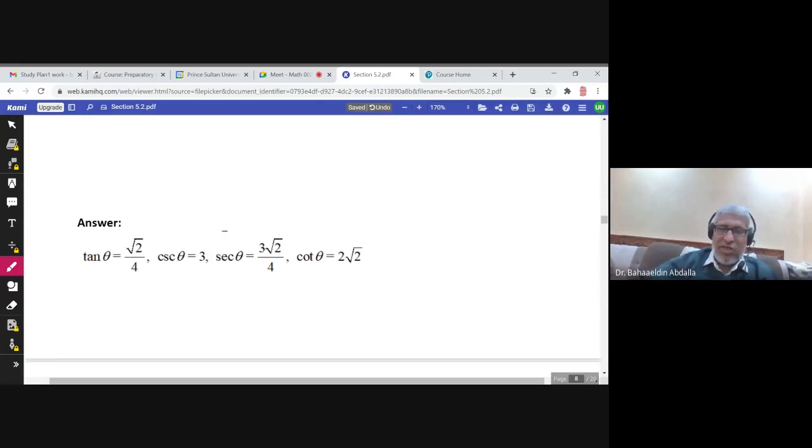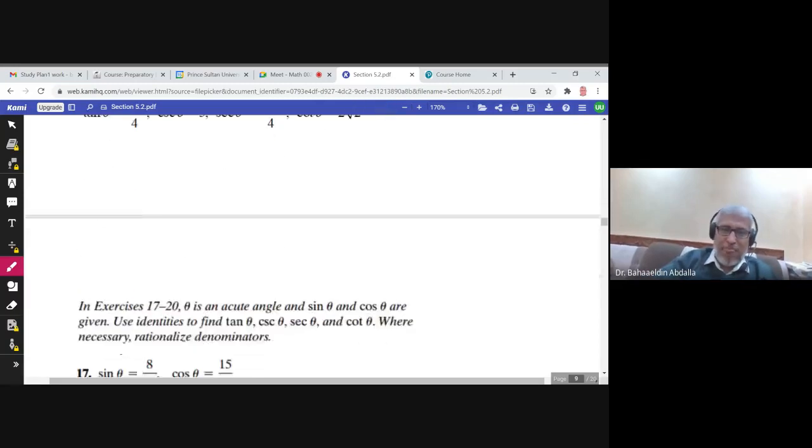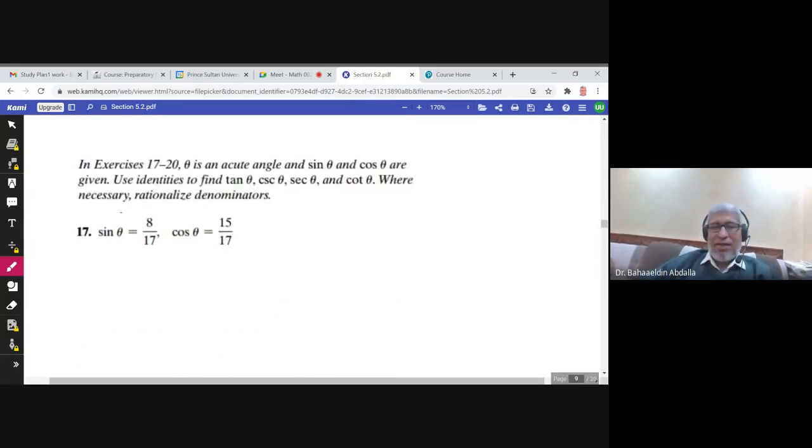And here is the answer for this exercise. Let us go to the book and answer some questions. Theta is an acute angle between 0 and 90. Sine theta and cosine theta are given. Use identities, reciprocal identities or quotient identities to find tan, cosecant, secant, and cotan, the other 4. Where necessary, rationalize denominators. So it is exactly what we did.